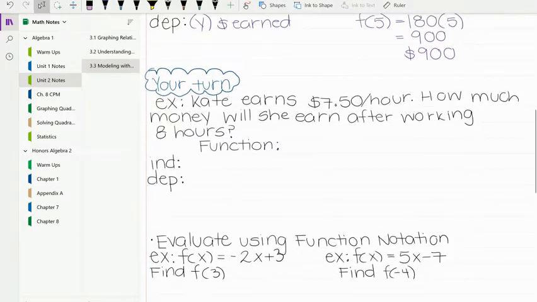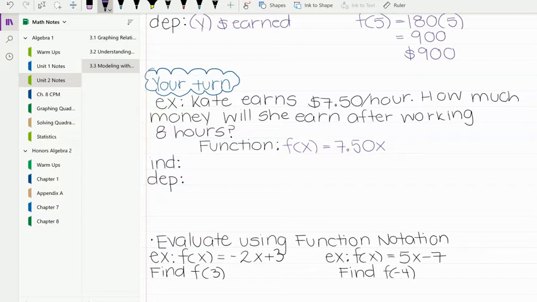This next problem is a your turn. So what you would do is pause and do it on your own, and then I will go over it after. We have Kate earns $7.50 an hour. How much money will she earn after working 8 hours? Our function is f of x equals 7.50x.